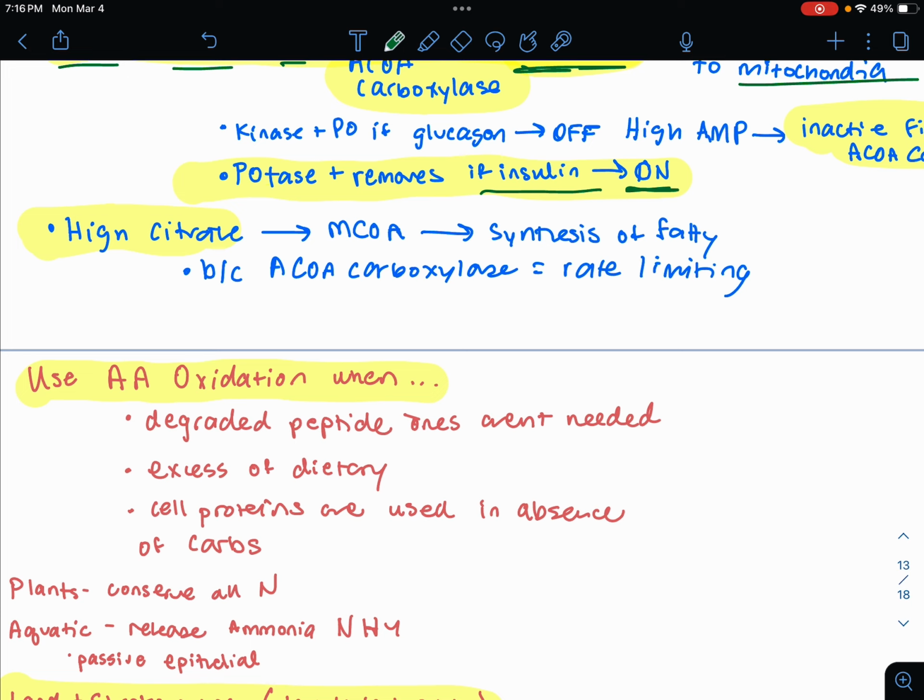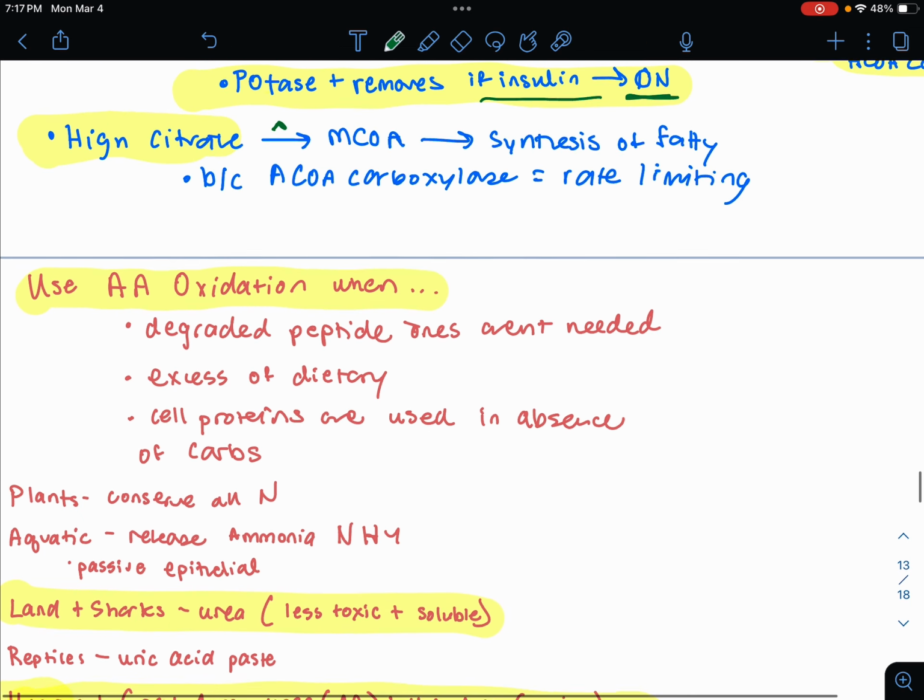High citrate will also, let me see, block the activity. Oh wait, no. High citrate will promote the formation of malonyl-CoA, sorry about that. It will jump that reaction, and then therefore the synthesis of fatty acids will go forward. However, this is blocked by glucagon and high AMP. Okay, so because acetyl-CoA carboxylase is the rate limiting step, high citrate will kick it forward. You're going to make the malonyl-CoA, and then you're going to have the synthesis of the fatty acids. Sorry if that wasn't clear.